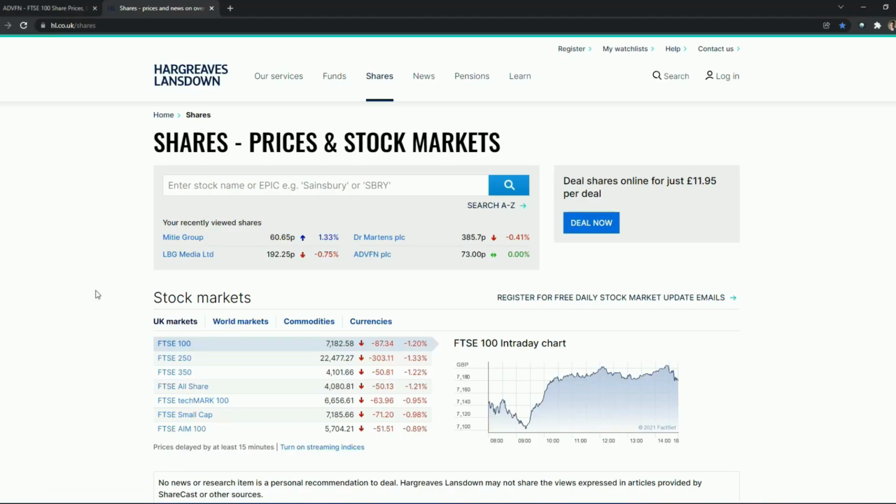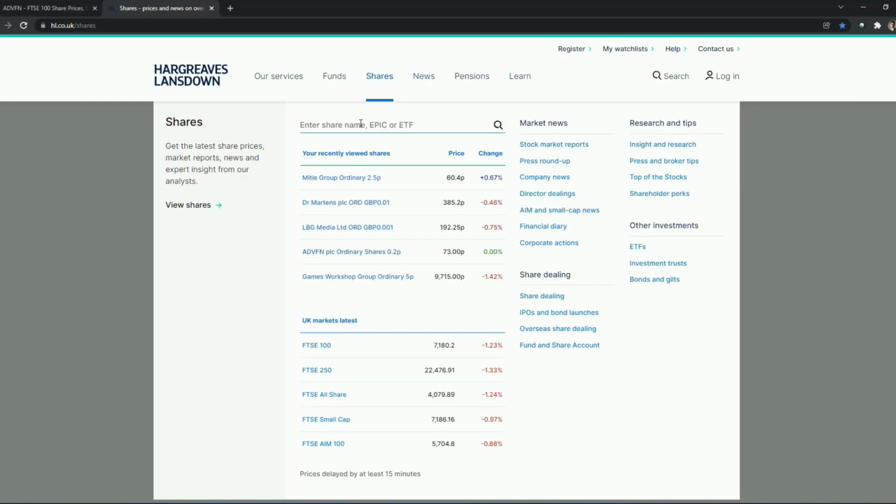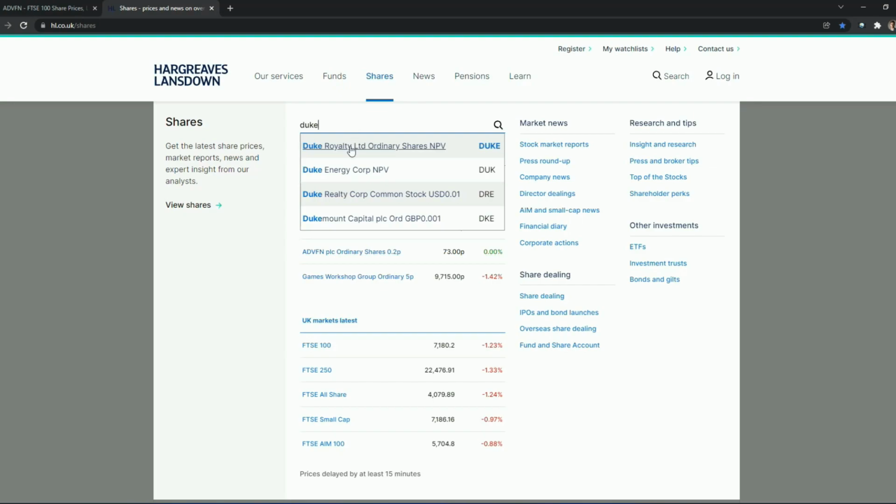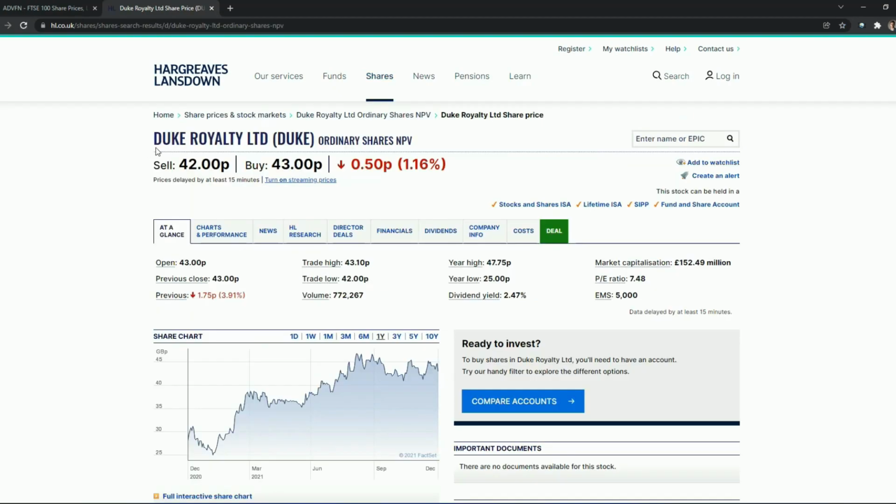Okay, and then when we go to the HL site, we hover over the tab here and search for a company. I'm going to pick on a particular company. I'll explain why later, but for now, we're going to look at Duke Royalty. Okay, and here we are on Duke Royalty's page on HL's site, and you'll see it's giving us a sell price and a buy price. And it's also telling us any change in that price in comparison to yesterday.